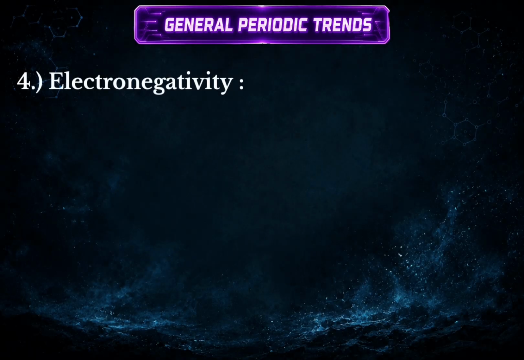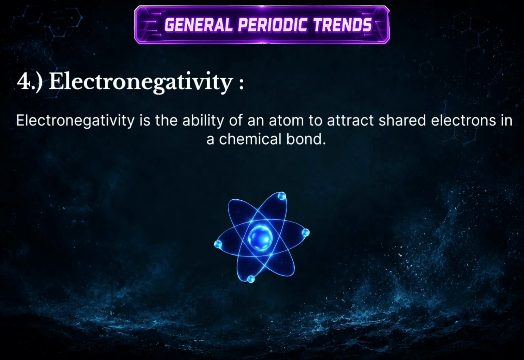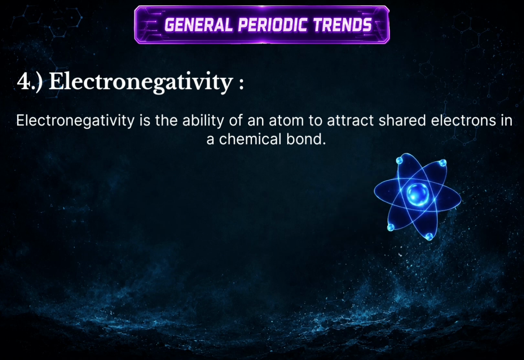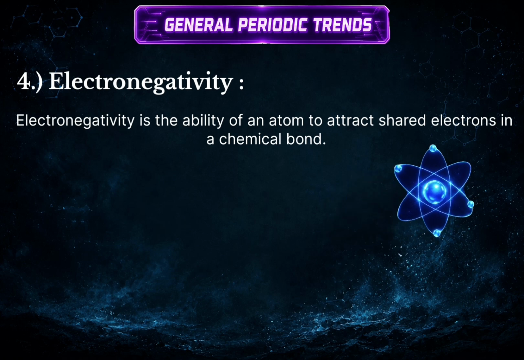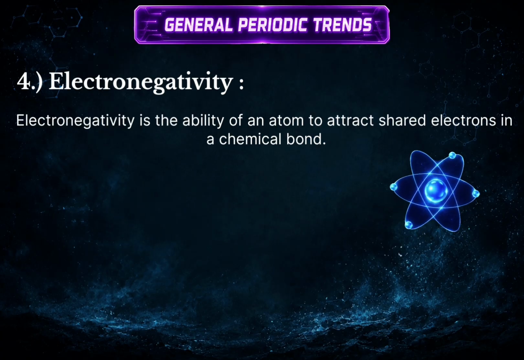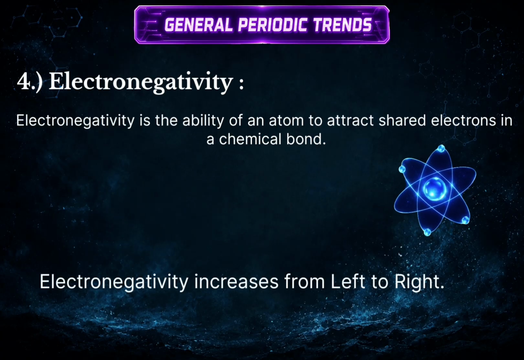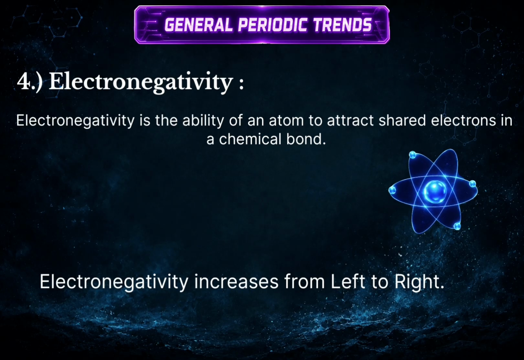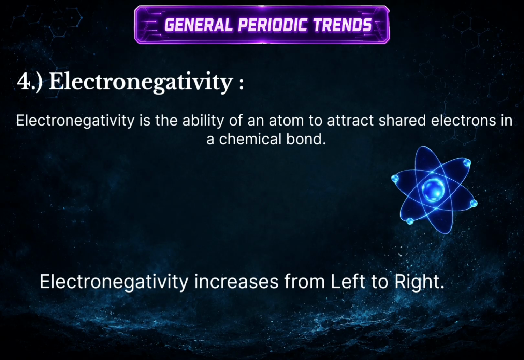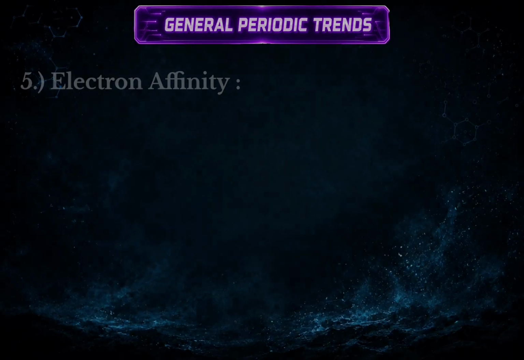Now let's look at the fourth trend. Electronegativity is the ability of an atom to attract shared electrons in a chemical bond. As atoms become smaller, the nucleus gets closer to the bonding electrons. Because of this, it can pull those electrons more strongly. So as we move from left to right, the attraction for bonding electrons increases. Therefore, electronegativity increases from left to right. Remember, we usually don't consider noble gases because they rarely form chemical bonds.